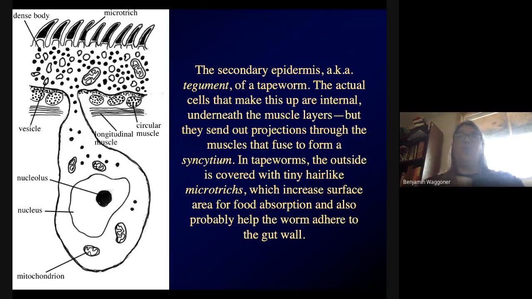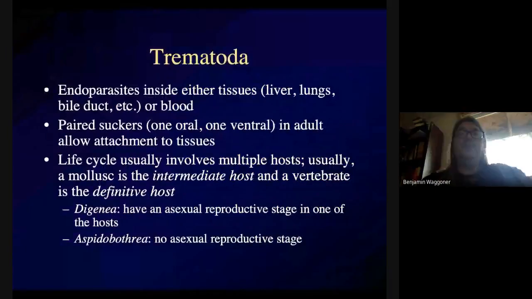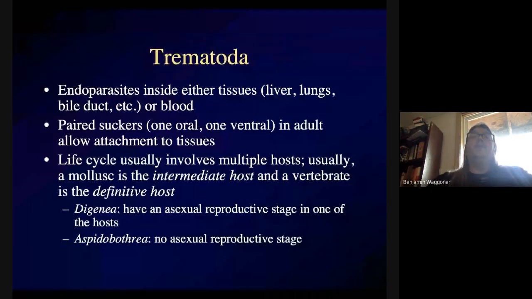The trematoda are the so-called flukes. Well, they include the flukes. Trematodes include digeneans, the true flukes, and this odd group called the aspidobothrians, which I'll show you in a bit. They're typically endoparasites, either inside tissues or in blood. There are some flukes that inhabit the bloodstream. There's others that burrow into liver, lungs, bile duct, places like that.